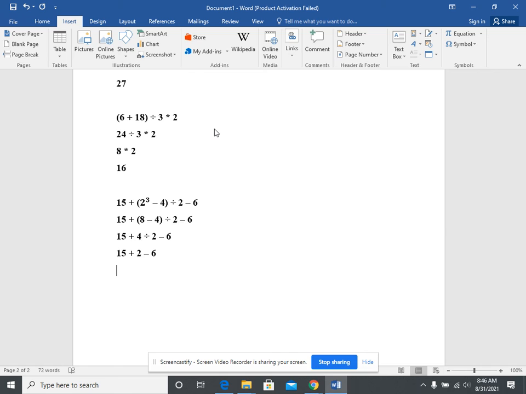All right, we got 15 plus 2 minus 6. What's going to be our next step? The add, because where we have addition subtraction on the same line, we got to do left to right. So we're adding 15 plus 2, 17. Now we just got 17 minus 6, which is what? 11.